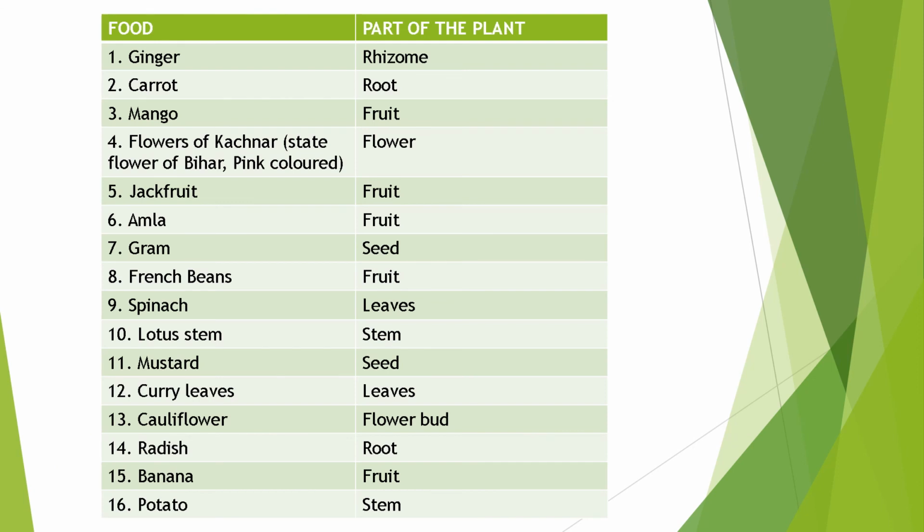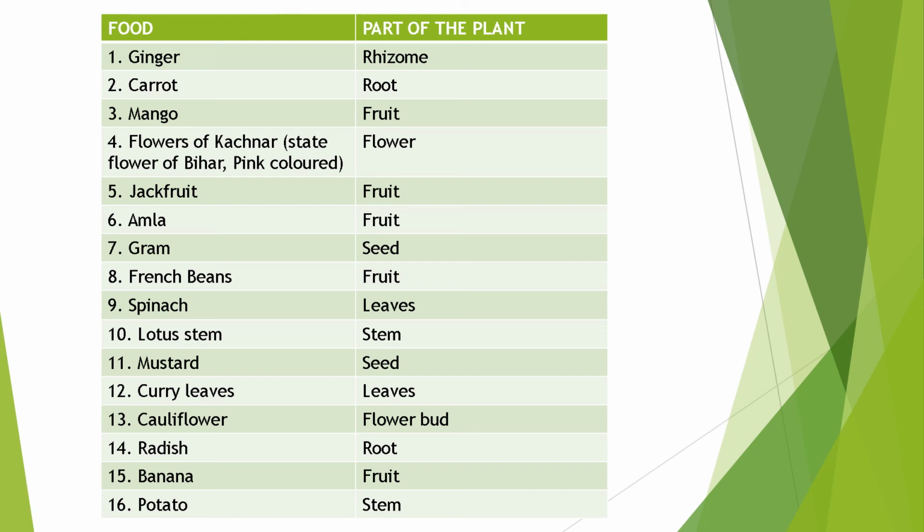Now you can see one more table. In one column, food is written, and in another column, part of the plant. Ginger is a rhizome of that plant. Carrot is a root. Mango is a fruit of the tree. Flowers of Kachnar, which is the state flower of Bihar, are pink in color. People make curry of these flowers. So these are flowers. Then jackfruit is a fruit. Amla is also a fruit.